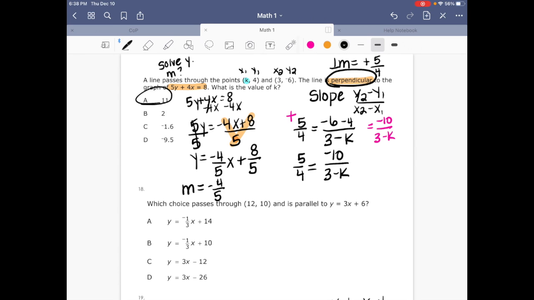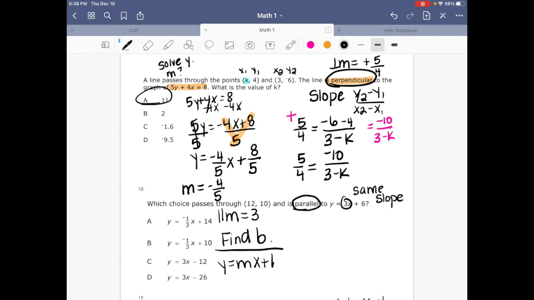All right, so for number 18, it says which choice passes through the point 12, 10, and is parallel to this particular problem. So it's going to have the same slope. So if it has the same slope, then my original slope is 3, so my parallel slope is also 3. So we're going to find the b in this problem by doing y equals mx plus b. Now, one thing I can do is go ahead and get rid of a and b, because we know the slope has to be just positive 3 and not the reciprocal. So we're going to take 12 and plug that into the x spot. We're going to take 10, plug that into the y spot, and take 3 and plug it in for m.